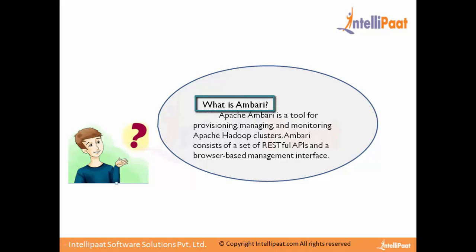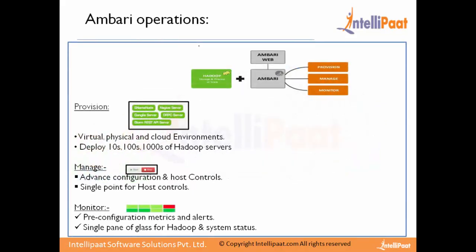So what is Ambari now? Ambari is basically a browser-based management interface, and Apache Ambari is a tool for provisioning, managing, and monitoring. This Ambari dashboard gives us the privilege to play with our clusters using provision, manage, and monitoring. Ambari has three major operations: provision, manage, and monitoring.